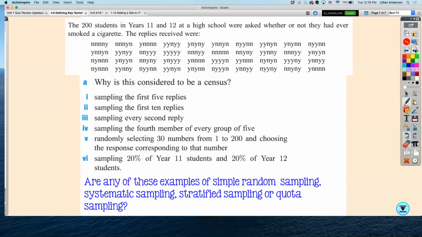Are any of these examples of simple random sampling, systematic sampling, stratified sampling, or quota sampling? Don't answer right away. Think about it. Any one of these, 1 through 6, were any of these examples of simple random, systematic, stratified, or quota?